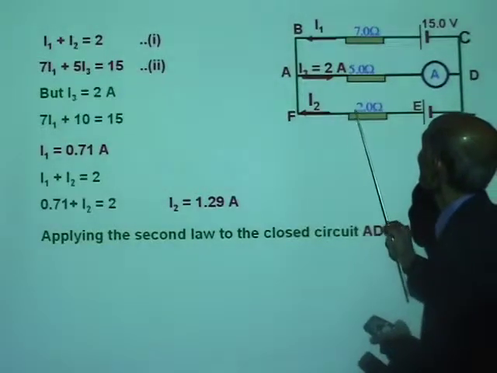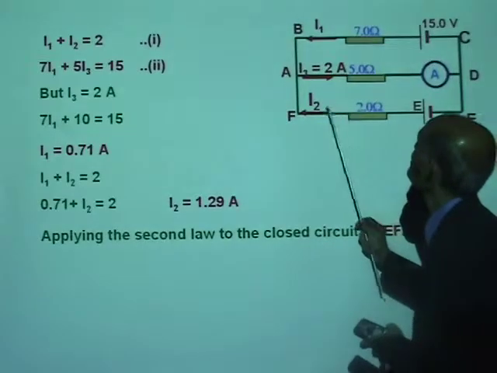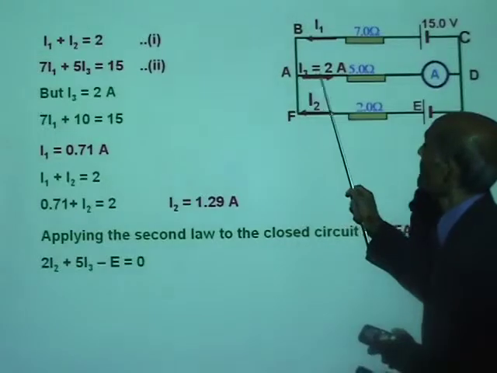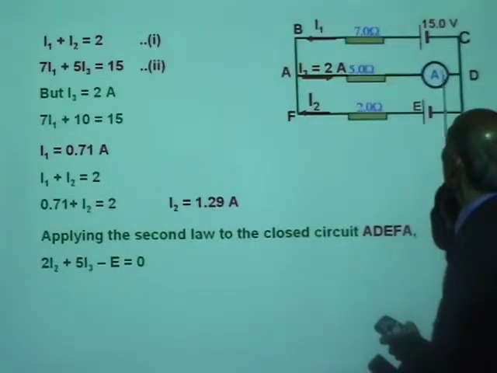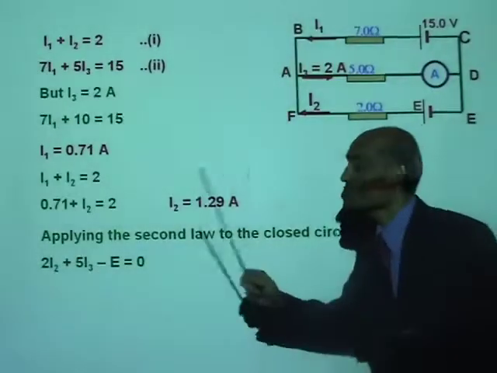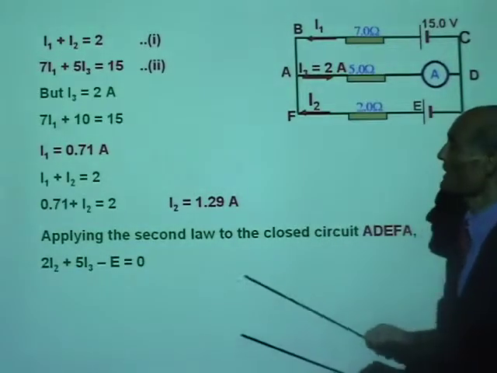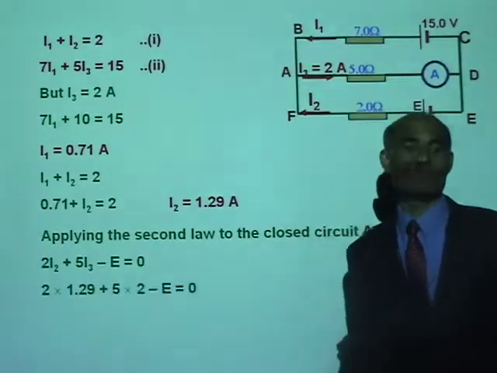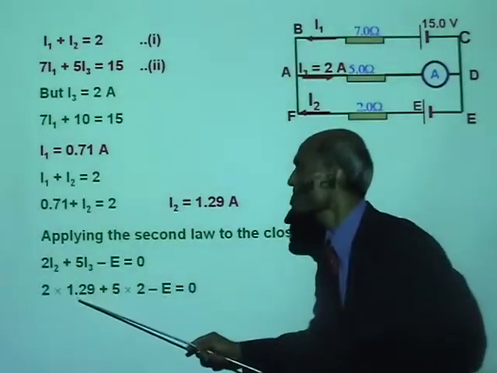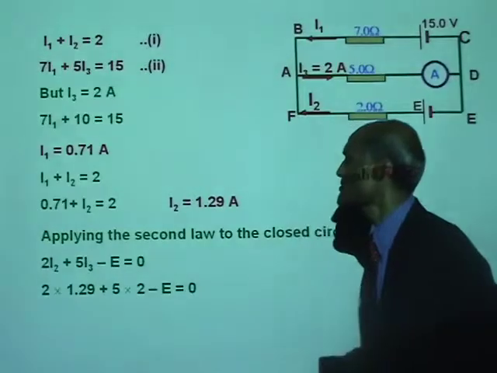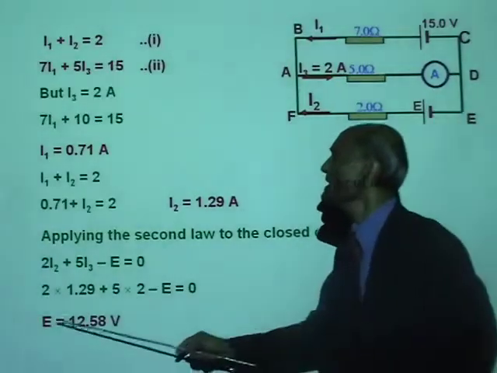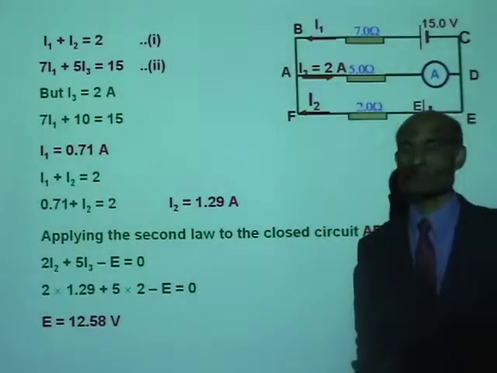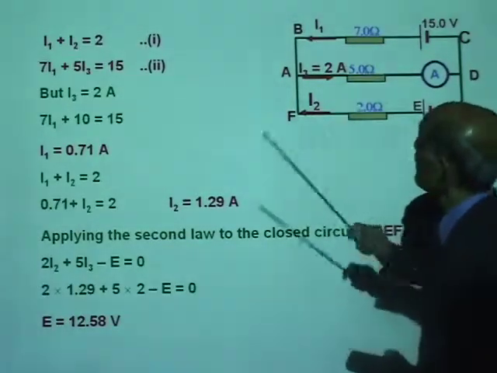And the potential drop across the 2 ohm will be 2I2. There you got 2I2 plus 5I3 minus E equal to 0 is the equation you get there. You know the values of I2 and I3, find the value of E. So I2 is 1.29, I3 is 2. That gives me E equal to 12.58 volt. Okay, that was a simpler one.